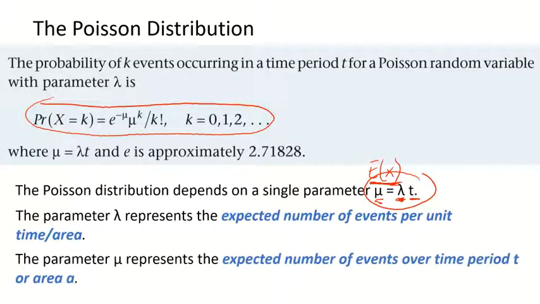The parameter mu represents the expected number of events over time period t, or in case of area, A. So don't worry, because we are not going to use this formula extensively or even at all. The purpose of this is really just to compare and contrast our binomial distribution, which I think is more important for us than this, to this Poisson distribution.